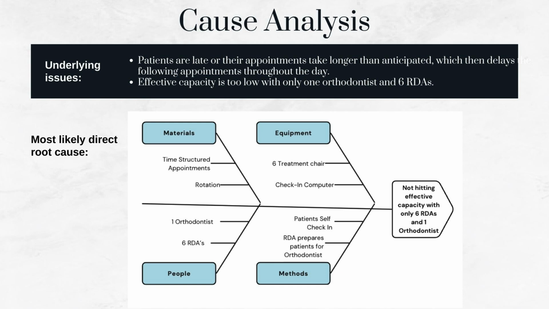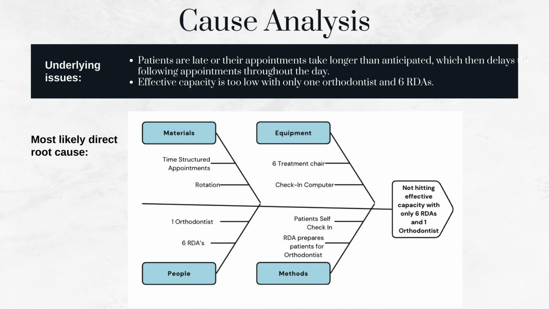For our cause analysis, we will start with our underlying issues, one of them being patients arriving late to their appointments, hence delaying the following appointments for the day. Second, we have that effective capacity is too low with 1 orthodontist and 6 RDAs. We come to this conclusion using our fishbone diagram that breaks it down for us into 4 different categories.